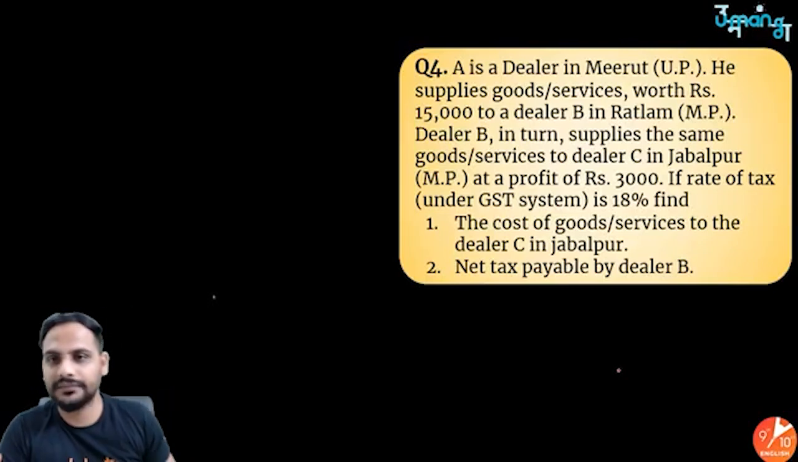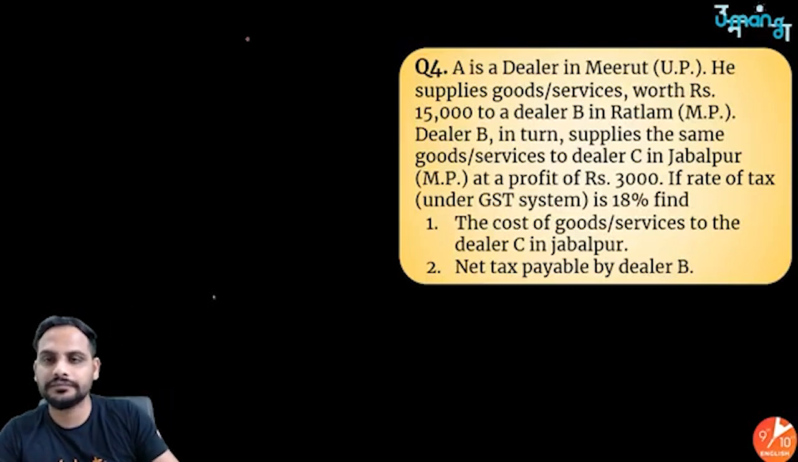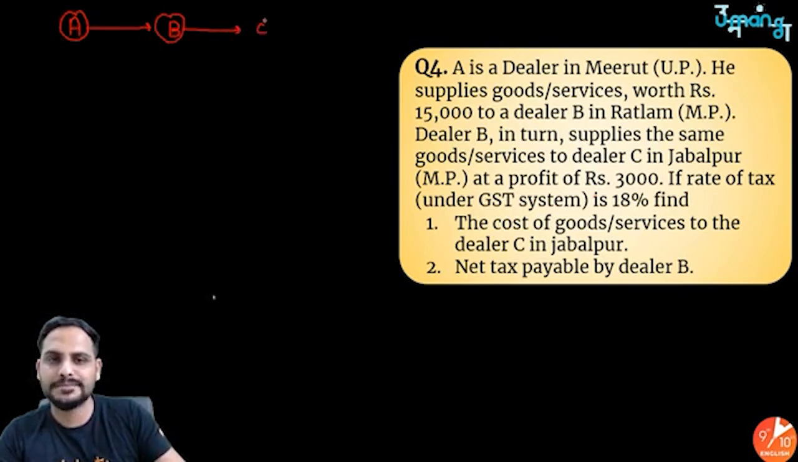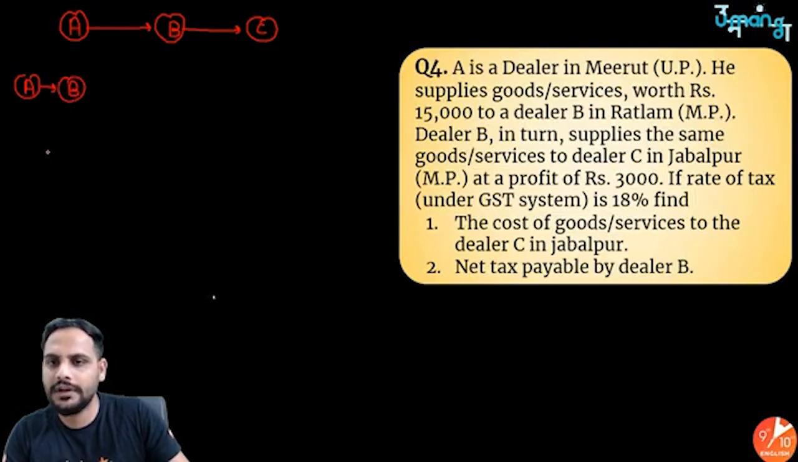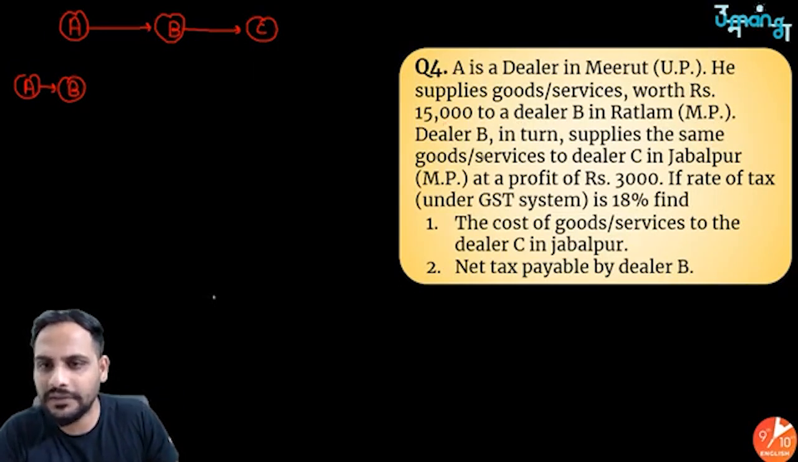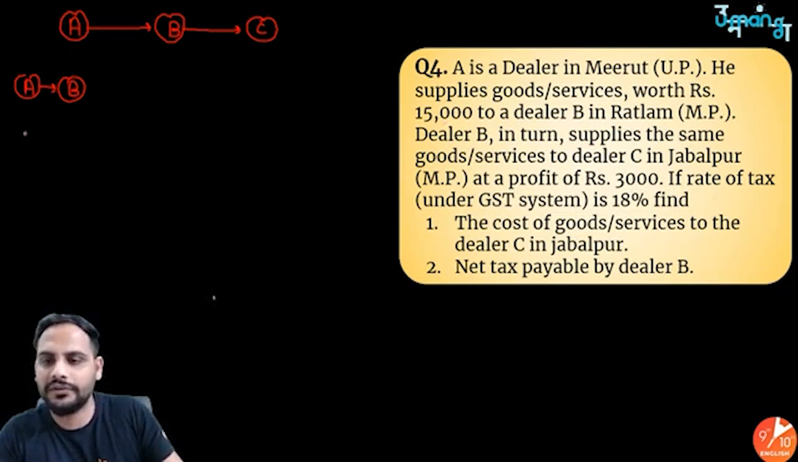Okay, now let's understand. We have a dealer A, dealer B, dealer C. Let's first talk about A to B. In A to B, 15,000 to dealer B in Ratlam, and the rate of tax is 18 percent. What we need to find out is the cost of goods and services to dealer C in Jabalpur and the net tax payable by dealer B.